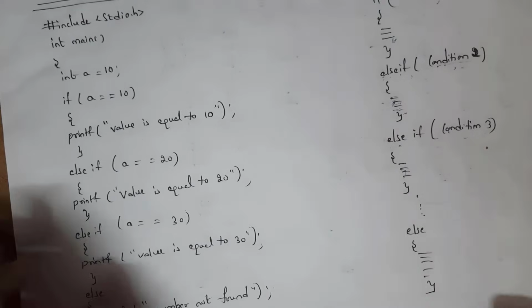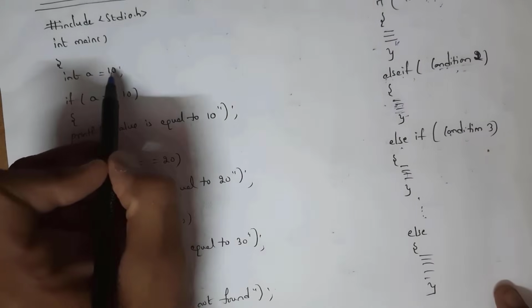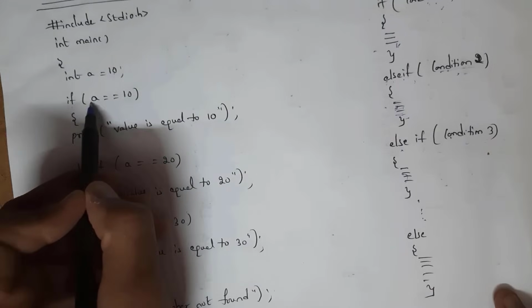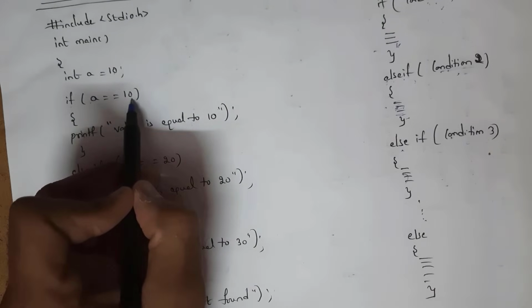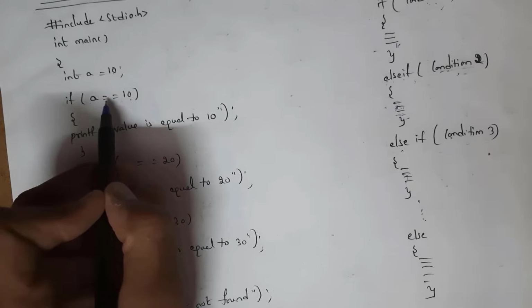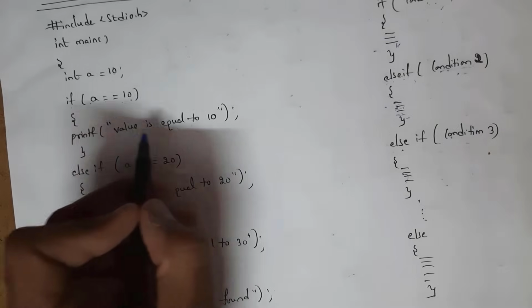This is the program. At first I wrote int a equal to 10. I gave the value of a as 10. At first I am taking the if condition. Here I wrote if a equal to 10. Guys, definitely you need to use double equal to here. If a double equal to 10, printf value is equal to 10.